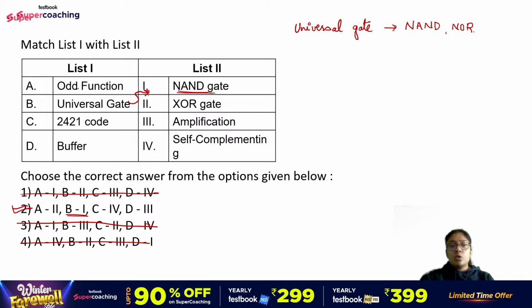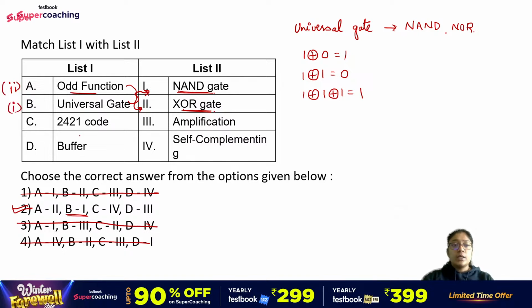Moreover, for odd function means we are counting odd number of inputs. So which gate is used? If it is 1 XOR 0, then only you'll be getting 1. If I'll be getting 1 XOR 1, then I'll be getting the output as 0. If I'll be getting 1 XOR 1 XOR 1, then I'll be getting the output as 1. So basically, XOR gate is counting the odd number of ones. So odd function is implemented by XOR gate. That is, for A, it is coming out to be 2. For this, it is coming out to be 1.